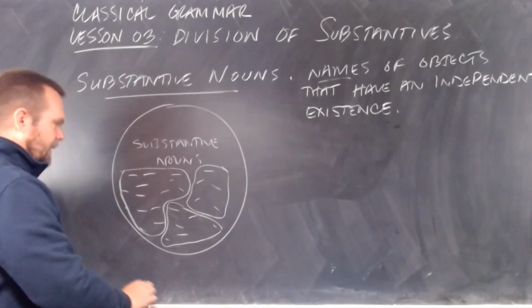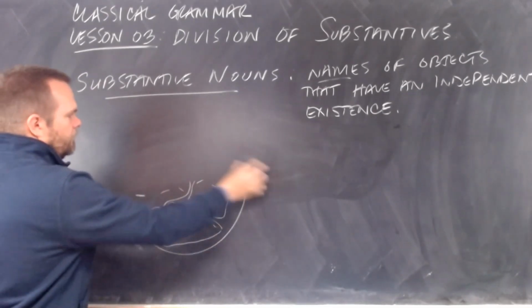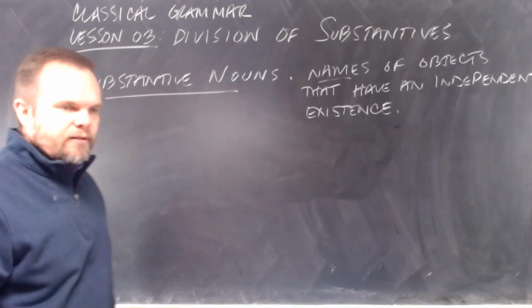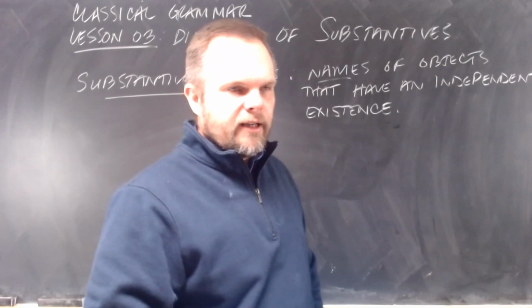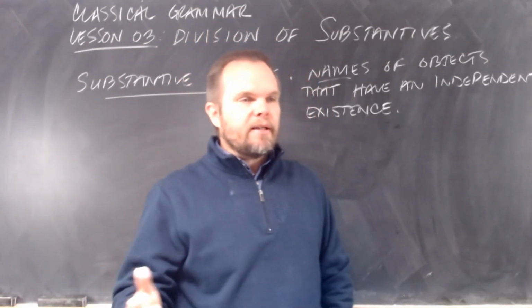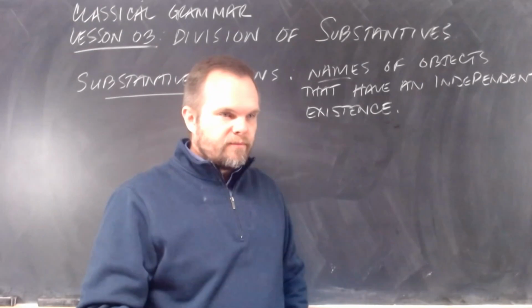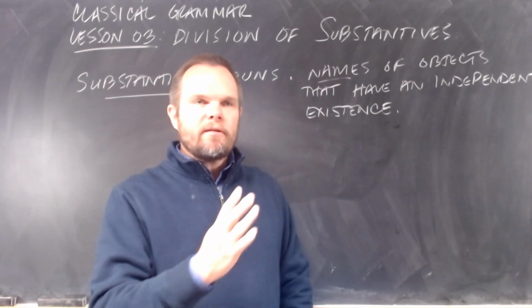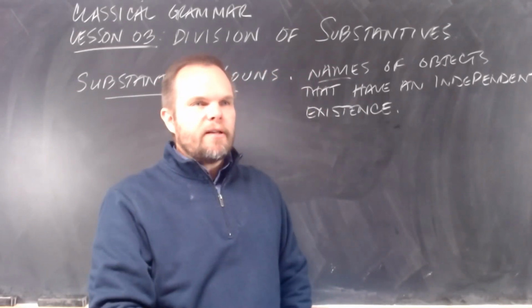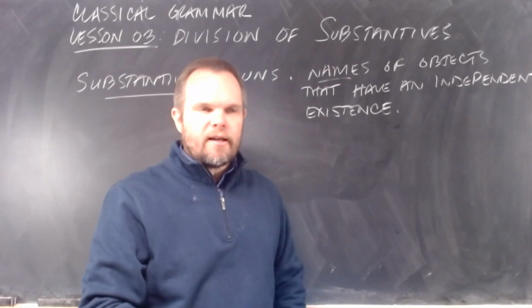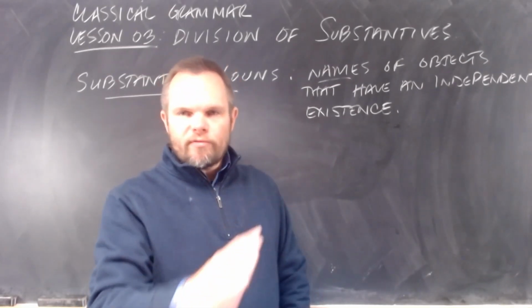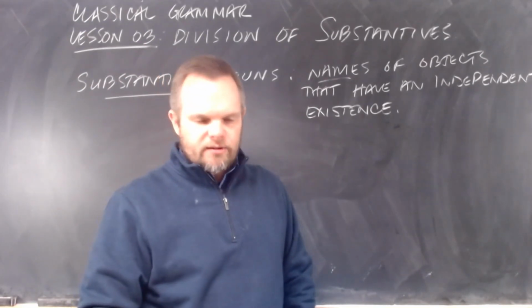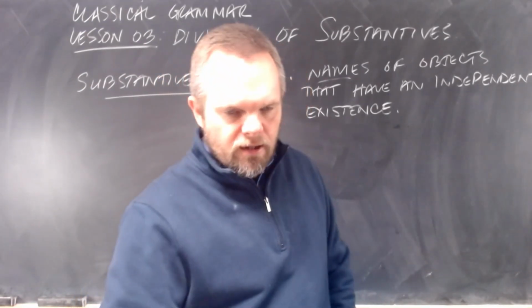Okay? So that's what we're going to study here in Lesson 3. We're going to take this big, giant collection of substantive nouns, every single thing that can be named, right? Book, desk, cup, chair, on and on and on. Every single thing that can be named, all of those names taken together in one giant class of names, we're going to see if we can divide that class into smaller, clearer classes of nouns. And that's the purpose of Lesson 3.